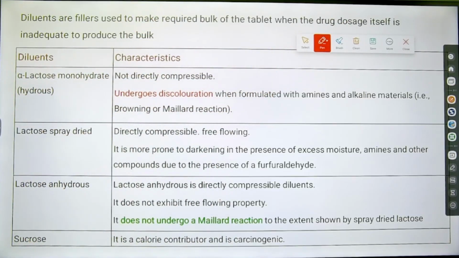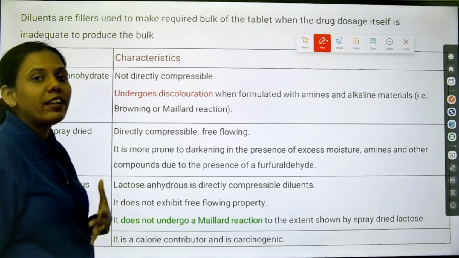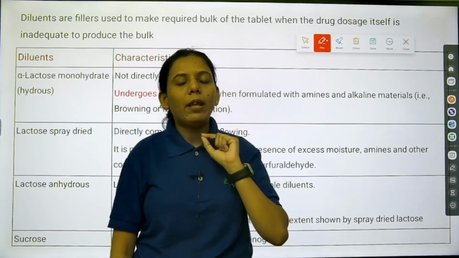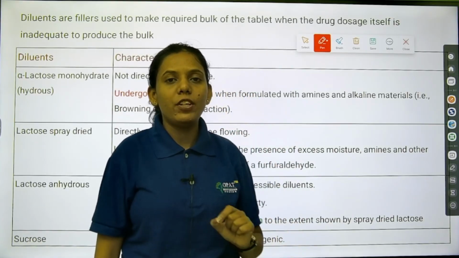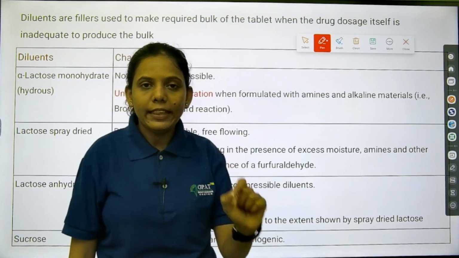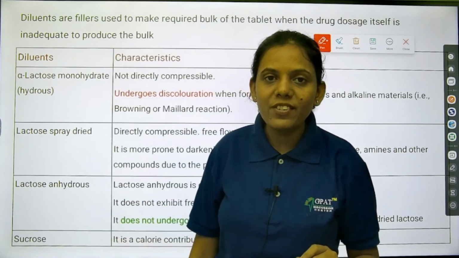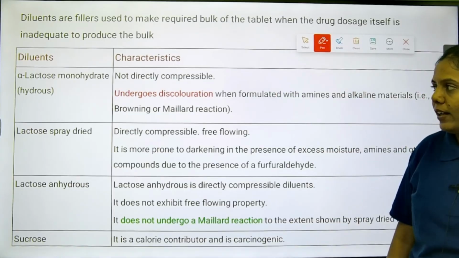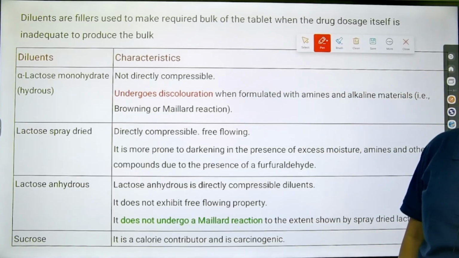Diluents are fillers used to make the required bulk of the tablet when the drug dosage itself is inadequate. Drug dosage means when the API is not sufficient. Sometimes only 0.1 mg, 0.5 mg is sufficient to show the activity. In that case, your drug amount is very less which will go into the tablet. In that case, you add the diluent. Now, first is about the lactose.